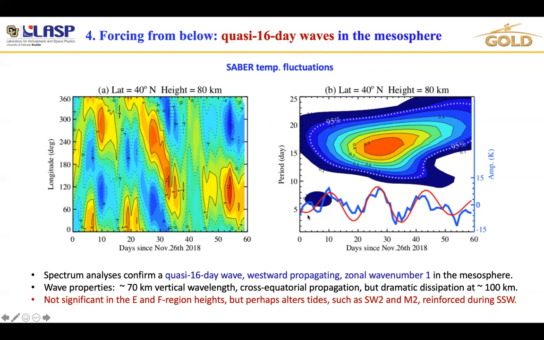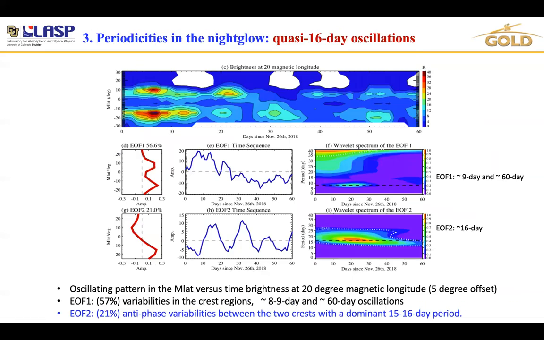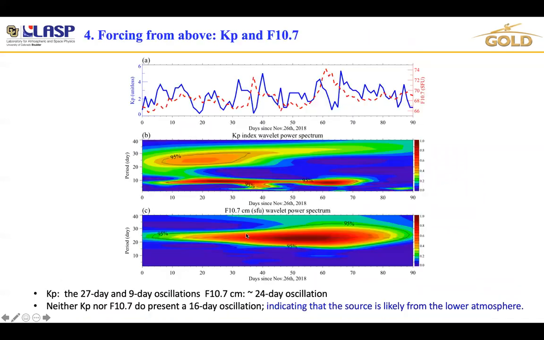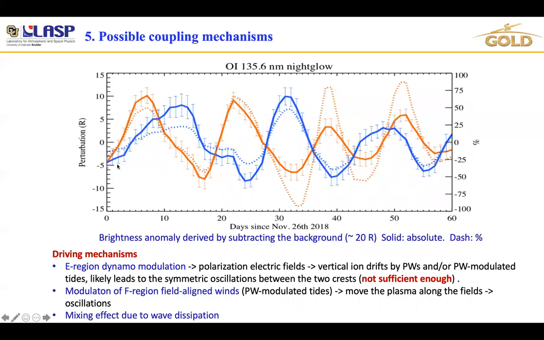The crucial point is that, comparing the 16-day oscillation in the mesosphere and the 16-day oscillation in the ionosphere, they show a very high temporal correlation. Here is the last plot, which shows the brightness residuals from the northern and the southern crest. The orange curve is the northern crest, and the blue curve is the southern crest. We can see a prominent 16-day oscillation in both. Over the first 30 days, the amplitude goes up to 10 Rayleigh, and it accounts for pretty much 50% of the background. The dotted line is the percentage difference. The crucial feature is that the oscillations between the northern and the southern crests are in antiphase, which we believe indicates the crucial coupling mechanisms.